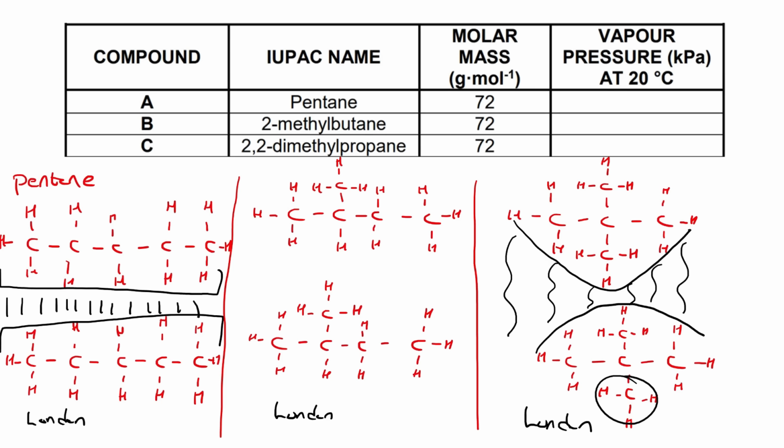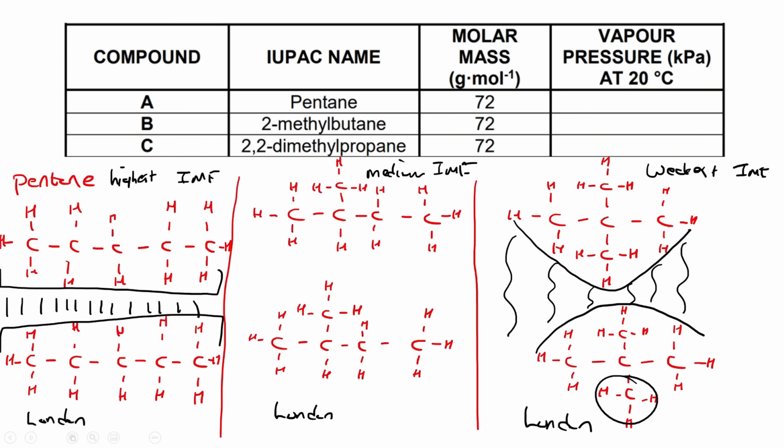If we now go back to these molecules, we should be able to understand that with pentane, there's going to be a lot of area for London forces. So these intermolecular forces are going to be very strong. Pentane is going to have the highest intermolecular force strength. Then this one is going to be in between because it's got one branch per molecule, so this would be medium. And this one with two branches per molecule is going to have the lowest surface area, so it's going to have the weakest London intermolecular forces.